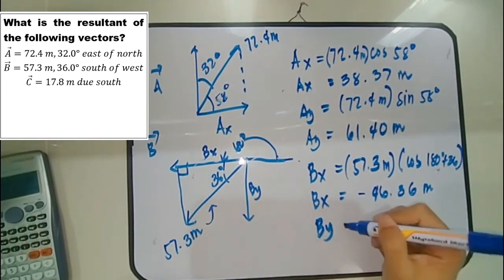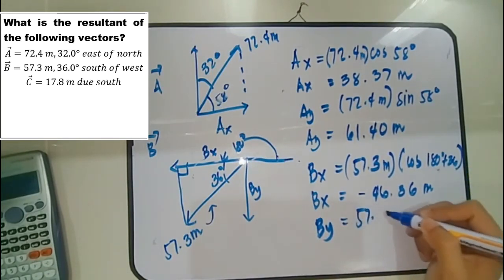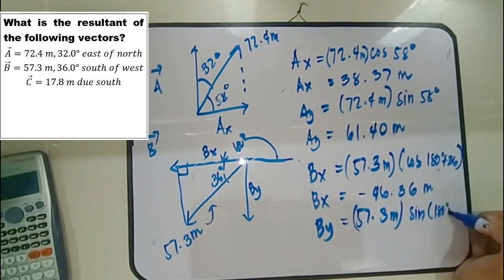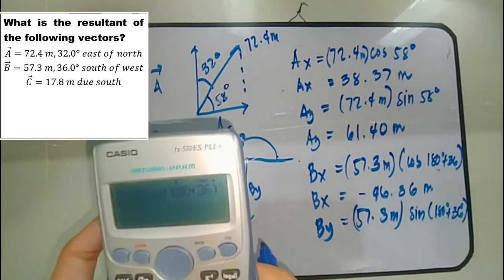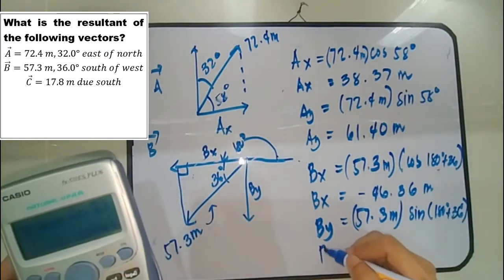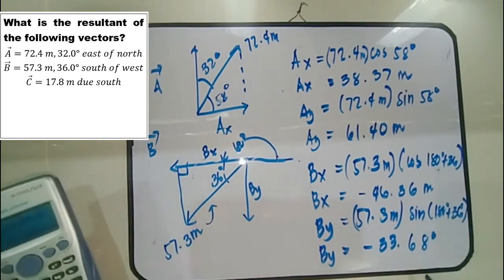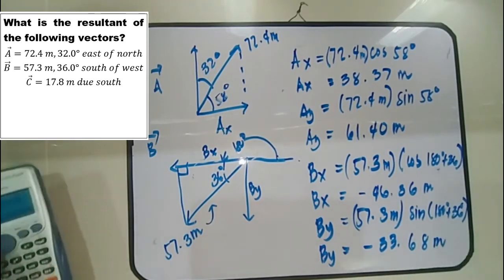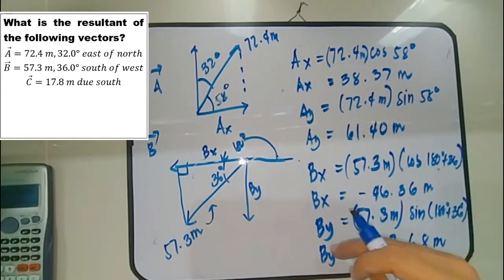So B sub y, so that is 57.3 meters times, you have here sine 180 degrees plus 36. So expected guys, dapat negative parehas. So B sub y is negative 33.68 meters. So let's go to C sub x.